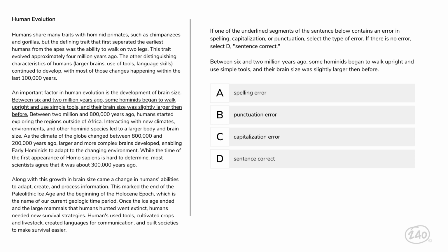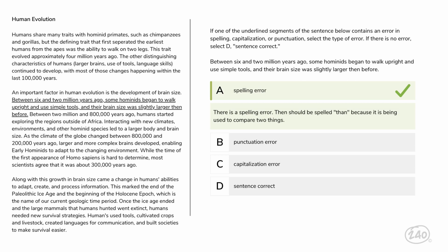Between 6 and 2 million years ago, some hominids began to walk upright and use simple tools, and their brain size was slightly larger then before. A, spelling error, B, punctuation error, C, capitalization error, or D, sentence correct. This sentence from the passage has a spelling error. Then should be spelled than because it's being used to compare two things. Then and than are commonly confused words. You gotta know when to use each so they don't turn into spelling errors.